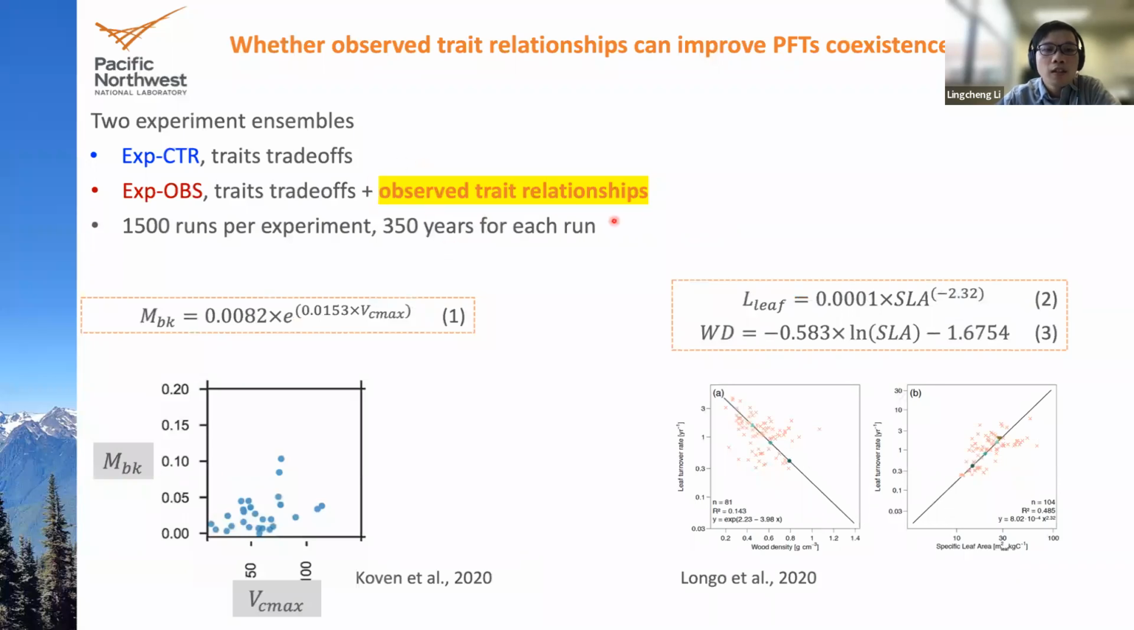Then what kind of observed trait correlations and relationships do we consider? One is between the Vmax and background mortality. This relationship is based on the measurements from the COVID study. So we build a simple nonlinear equation to quantify the relationship between Vmax and background mortality. And similarly, based on Logan's study, we built another two equations to consider the relationship between specific leaf area and the longevity of leaf among trees. So in the second experiment, we additionally add this information from the observations.